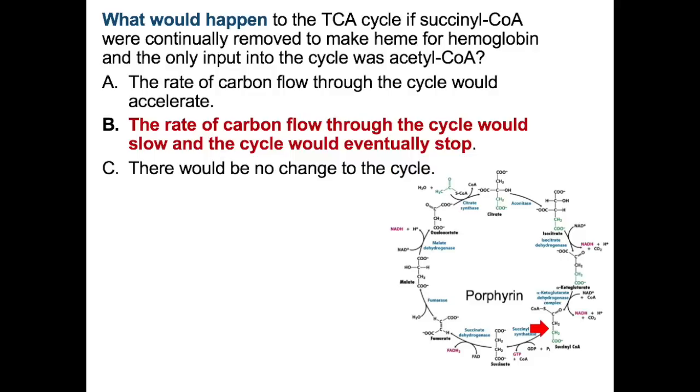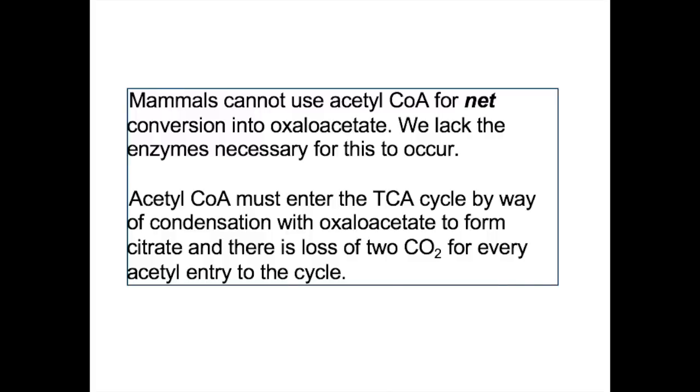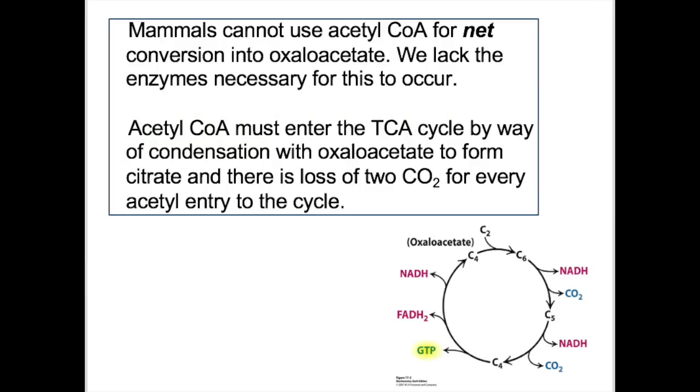If we were to remove succinyl-CoA for the production of porphyrins, we would soon run out of oxaloacetate. We need oxaloacetate to replenish the cycle. And so if we were constantly to remove intermediates, we would eventually slow the citric acid cycle. Now, mammals cannot use acetyl-CoA for net conversion into oxaloacetate. We lack the enzymes necessary for this to occur.